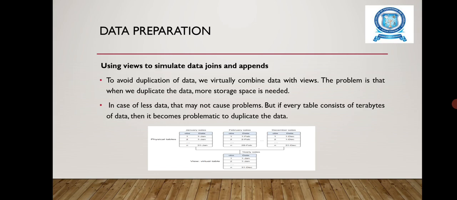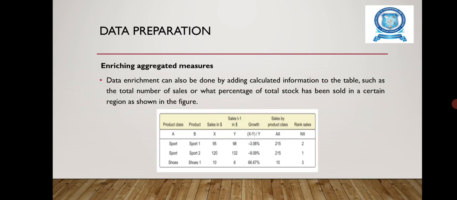Using views to simulate data joins and appends. To avoid duplication of data, we virtually combine the data with views. The problem is that when we duplicate the data, more storage space is needed. With less data, that may not cause any problem, but if every table consists of terabytes of data, then it becomes problematic to duplicate the data.